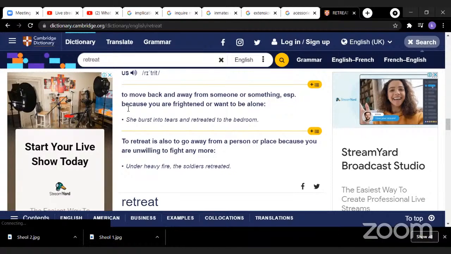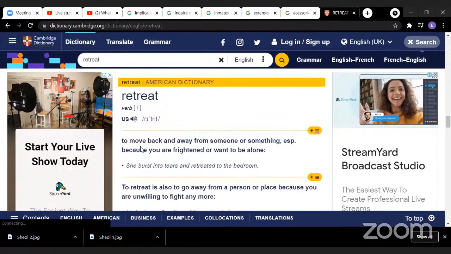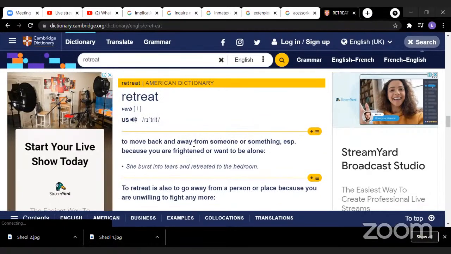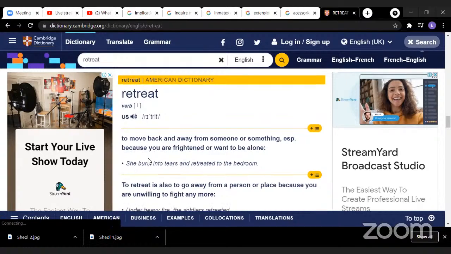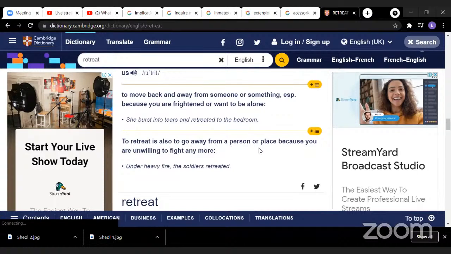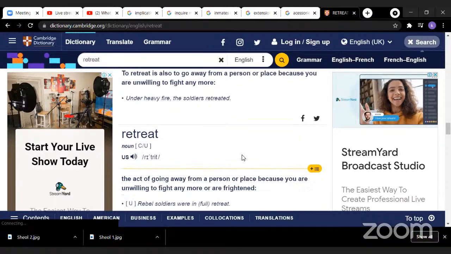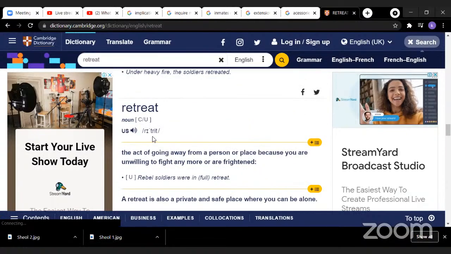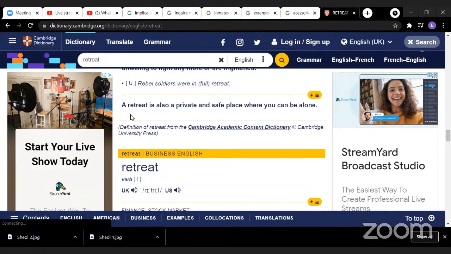Okay, retreat as a verb, to move back and away from someone or something, especially because you are frightened or want to be alone. To retreat, also to go away from a person or place because you are unwilling to fight anymore. Okay, the act of going away from a person or place because you are unwilling or frightened. Okay, and then finally, a retreat is also a private and safe place where you can be alone.